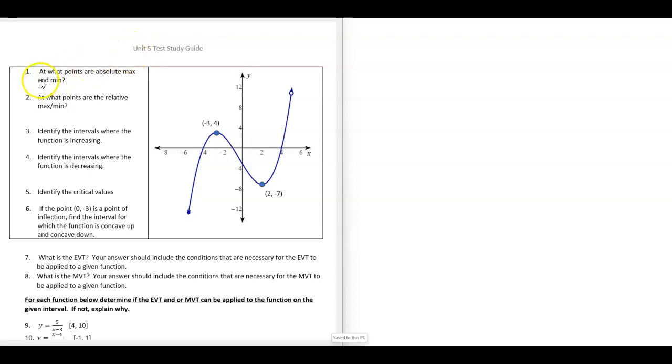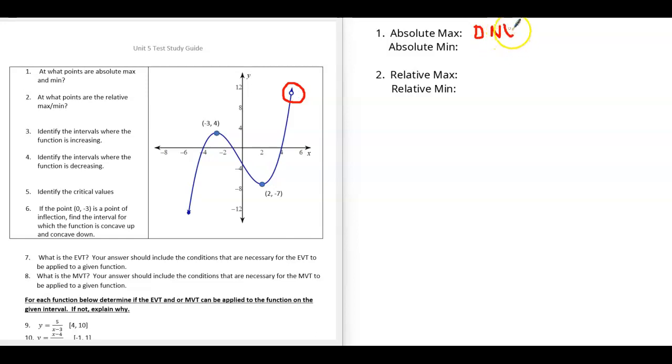I'm going to go ahead and do numbers 1 and 2 here simultaneously. Number 1 is asking for the absolute max and min. Number 2 is asking for the relative maxes and mins. All right, so for number 1, the absolute max is the highest y value on the graph. Now it would have been this point here, but there's an open dot. So therefore we're going to say the absolute max actually does not exist.